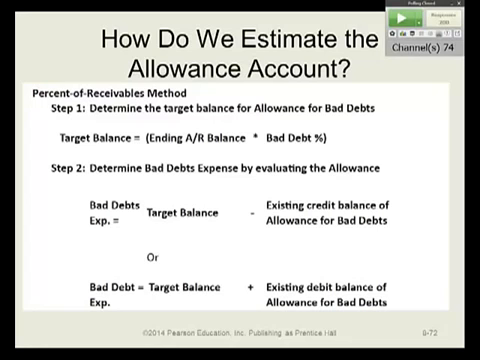If you look at the target balance, that target balance is the balance I have to have in the allowance for bad debts. So I take a percentage of receivables, and that becomes the target balance. If I have a credit balance in that account, I reduce the bad debt expense. If I have a debit balance, I increase it. Let me show you what that means with a very, very simple example.